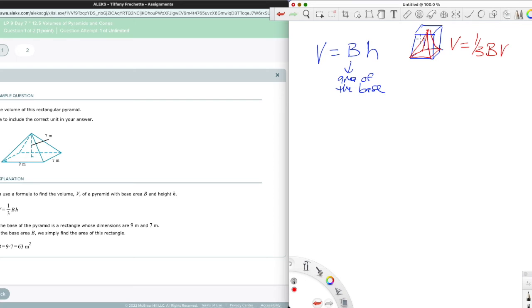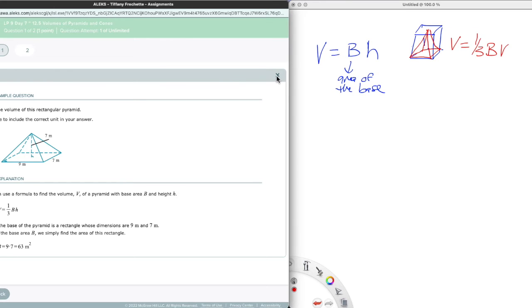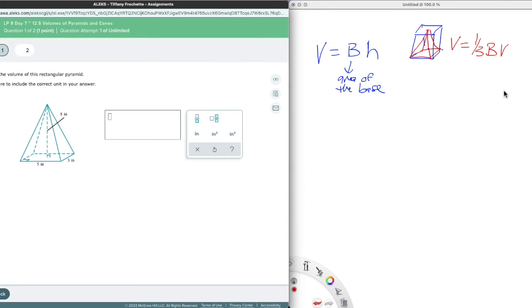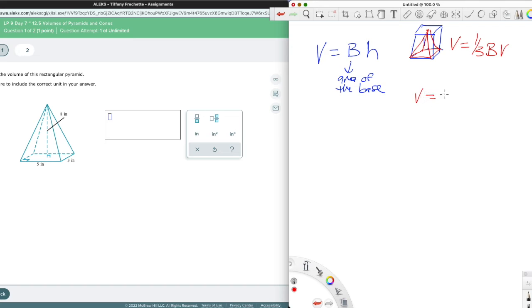All right, so now that I've gone over that, we still have the base, so we need to make sure we're looking at the base. It's a rectangle, so I have volume equals 1/3 the base of a rectangle. To find the area is length times width. So I would have 5 times 3, because it's the length times width, and then times, I don't know why I put V, that should be an H, height. The height of the pyramid is 8.